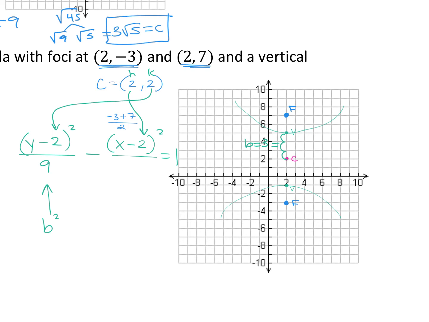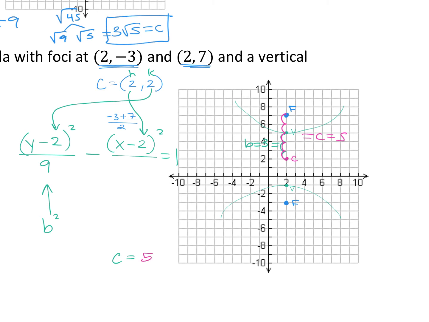Okay. We don't know our a value. There's nothing that tells us that. But we can find our c value. What's our c value going to be? C is going to be 5, right? 1, 2, 3, 4, 5 from center to focus. So C is 5, center to foci.